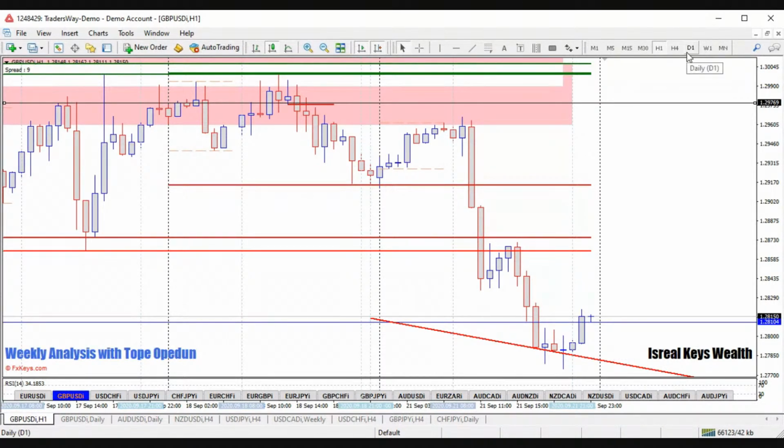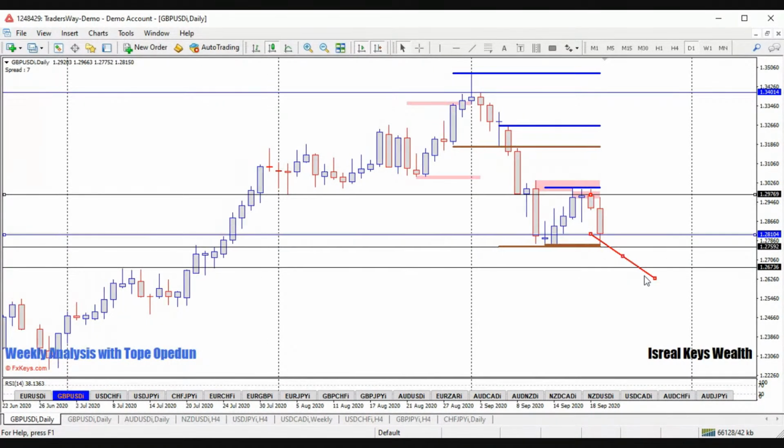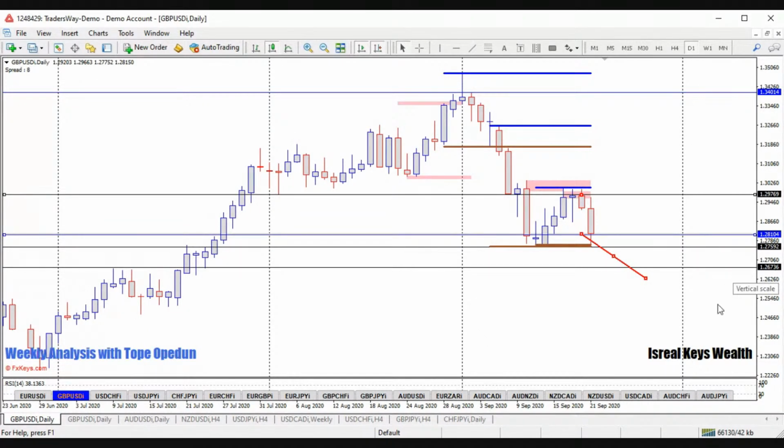So what I think is likely to continue to happen, like I said, would be a further drop down into 126,736, into that level, this level. Okay, this level over here. That's where I think we're going to drop into. So we continue to trade lower.